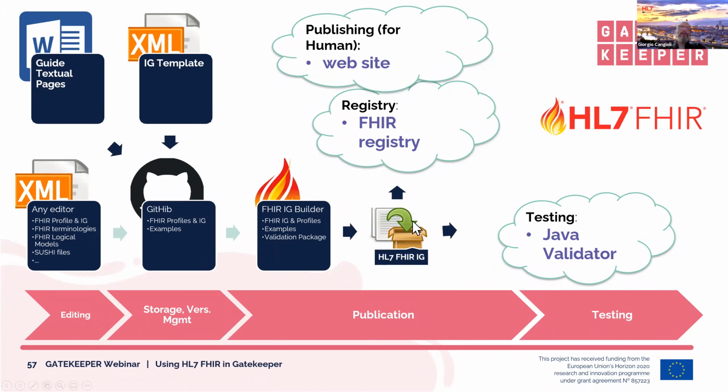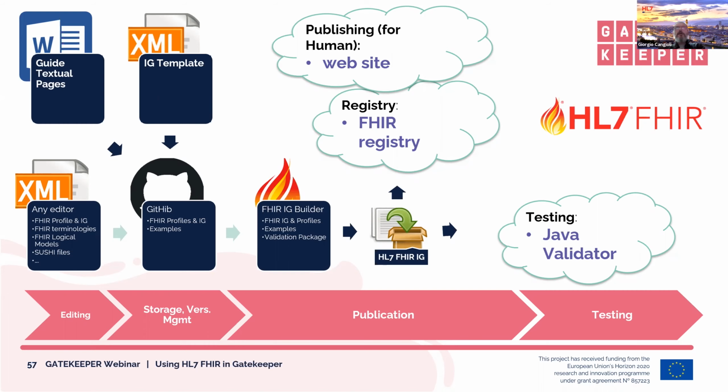Usually, when it reaches a certain level of maturity, a FHIR IG can be registered so that anyone can query and search for IGs and resources, and the human readable part is published for human access. And this package can be used as a tool for validating. There is a standard Java validator that is published and can be downloaded from the FHIR IG specs, but obviously other validators can be developed and exist.